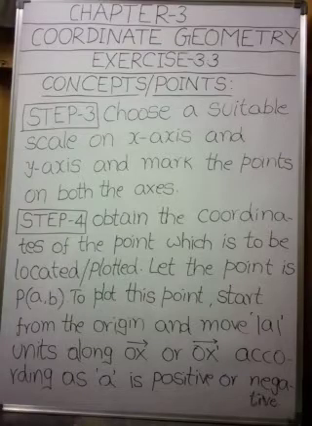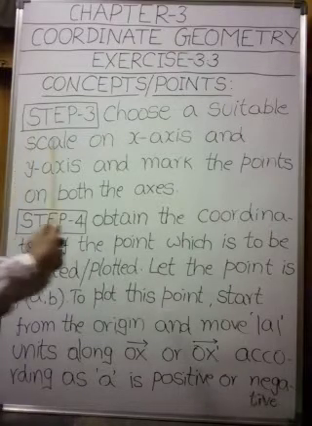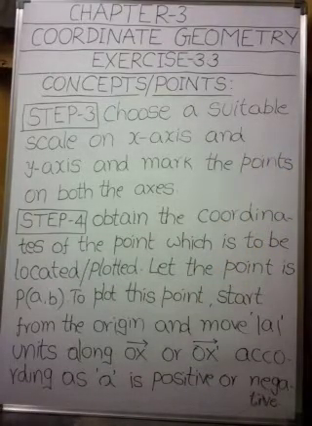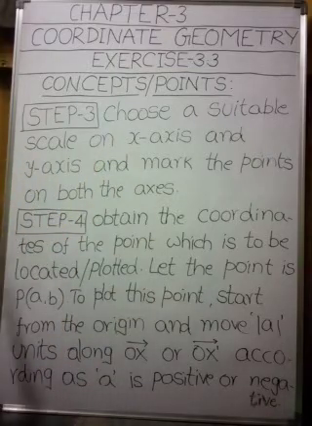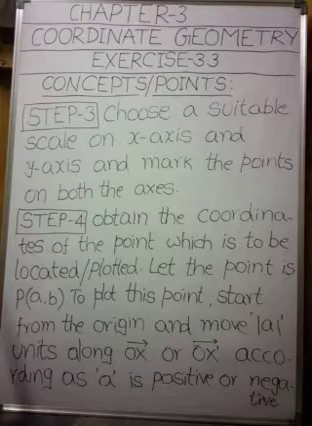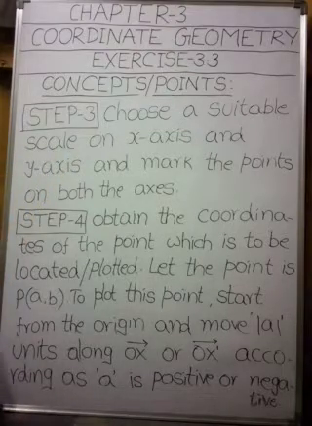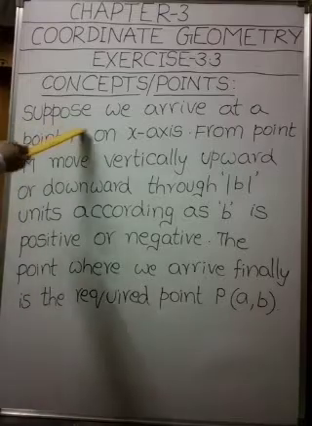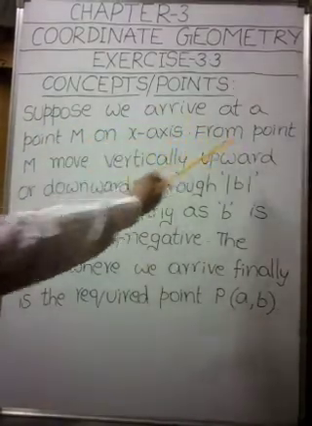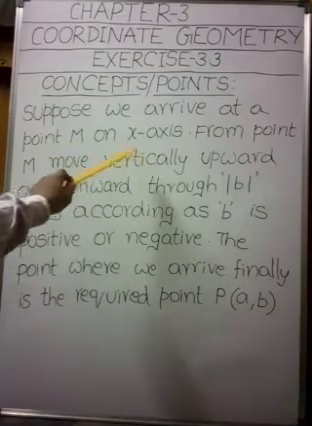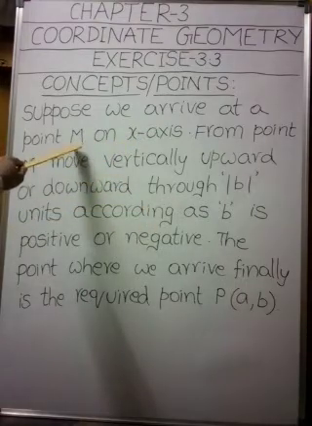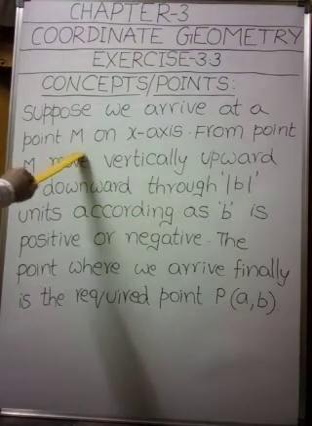If a is a positive number, then we have to move towards the right side of the origin. If a is a negative number, we have to move towards the left side along OX dash, along the negative x-axis. Understood this point, my children? Right. Suppose we arrive at a point M on the x-axis. After moving along the x-axis, let us consider we have reached point M.